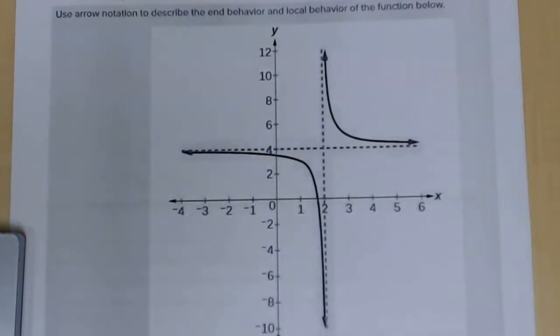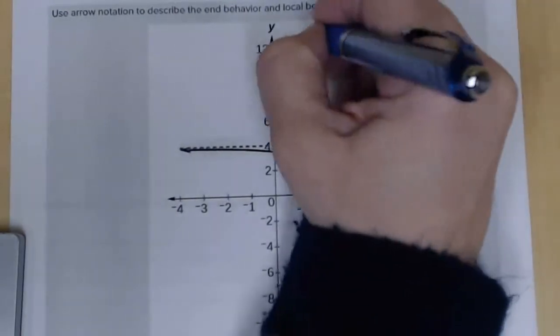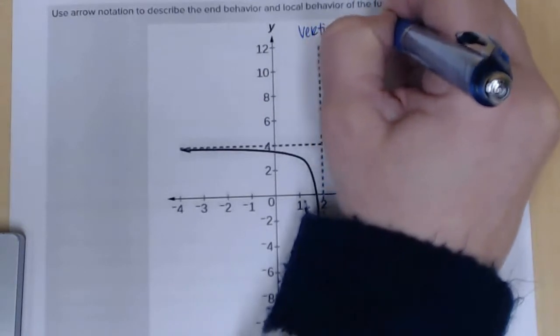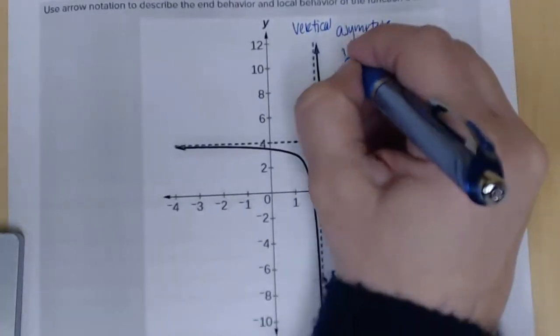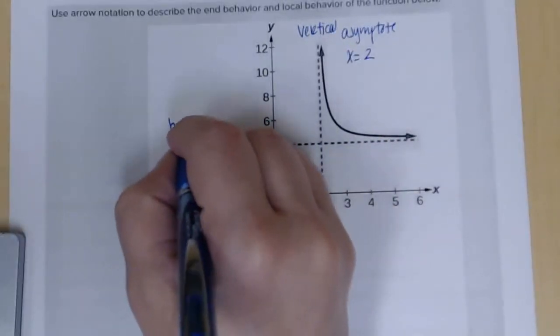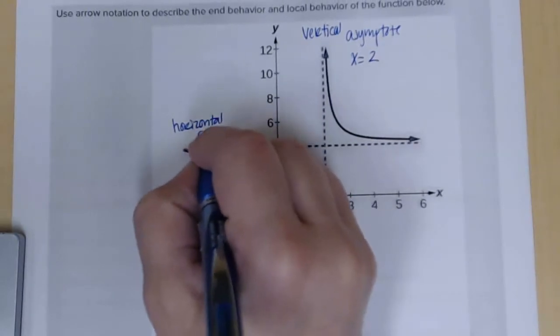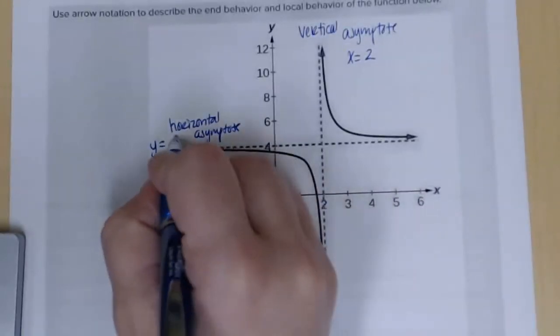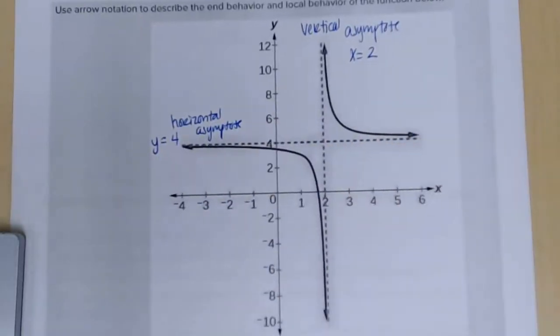So first example here, it says use arrow notation to describe the end behavior and local behavior of the function below. First thing I want to emphasize is let's look at the asymptotes. You can see that I already have it drawn here. So this is your vertical asymptote, and it would be at the equation x equals 2. Then here you can see we have a horizontal asymptote, and the horizontal asymptote here is at y equals 4.